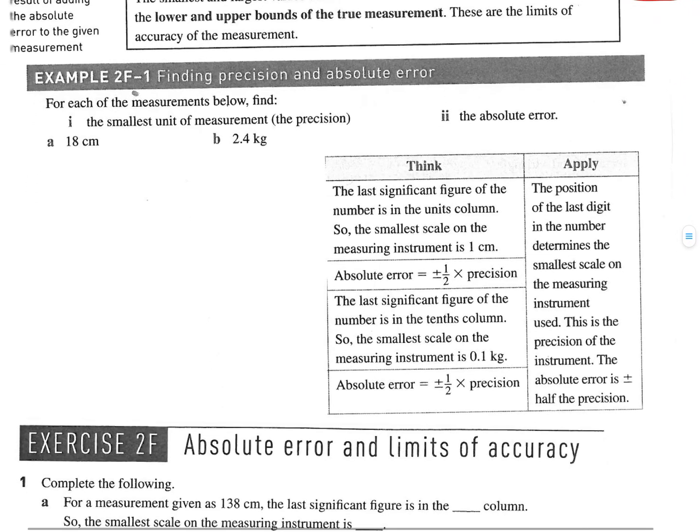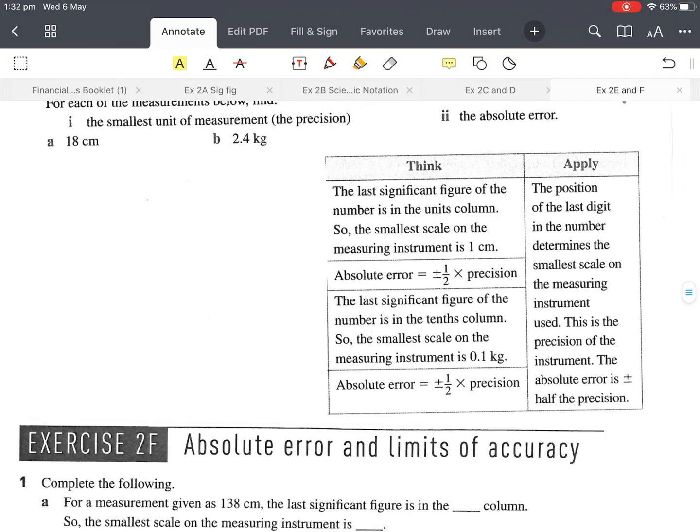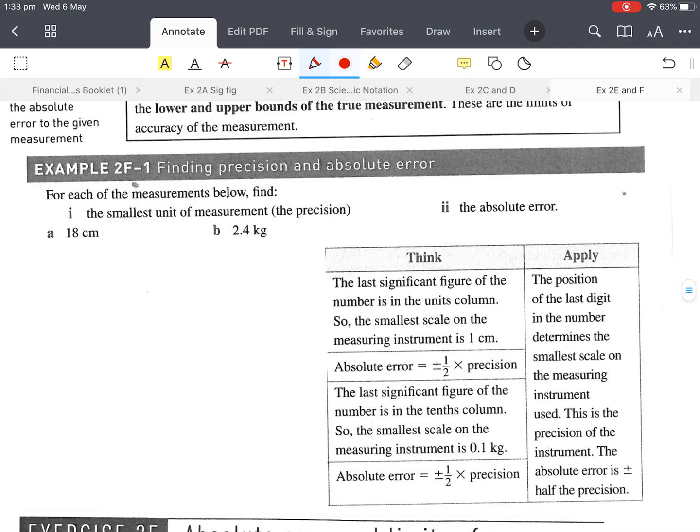All right, here's the first one. Example 2F1. I'll get a pen up just to be ready. Okay, so for each of the measurements below, find the smallest unit of measurement. If you read this box here, it says the last significant figure of the number is in the units column. So the smallest scale on the measuring instrument is 1 centimetre.